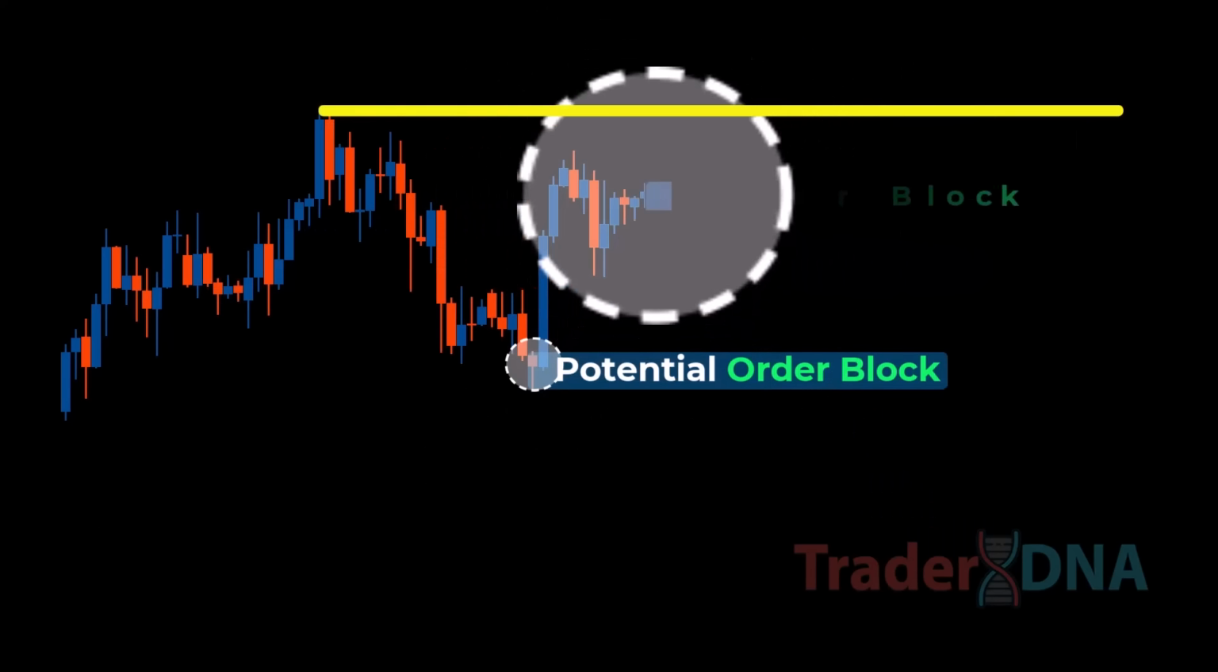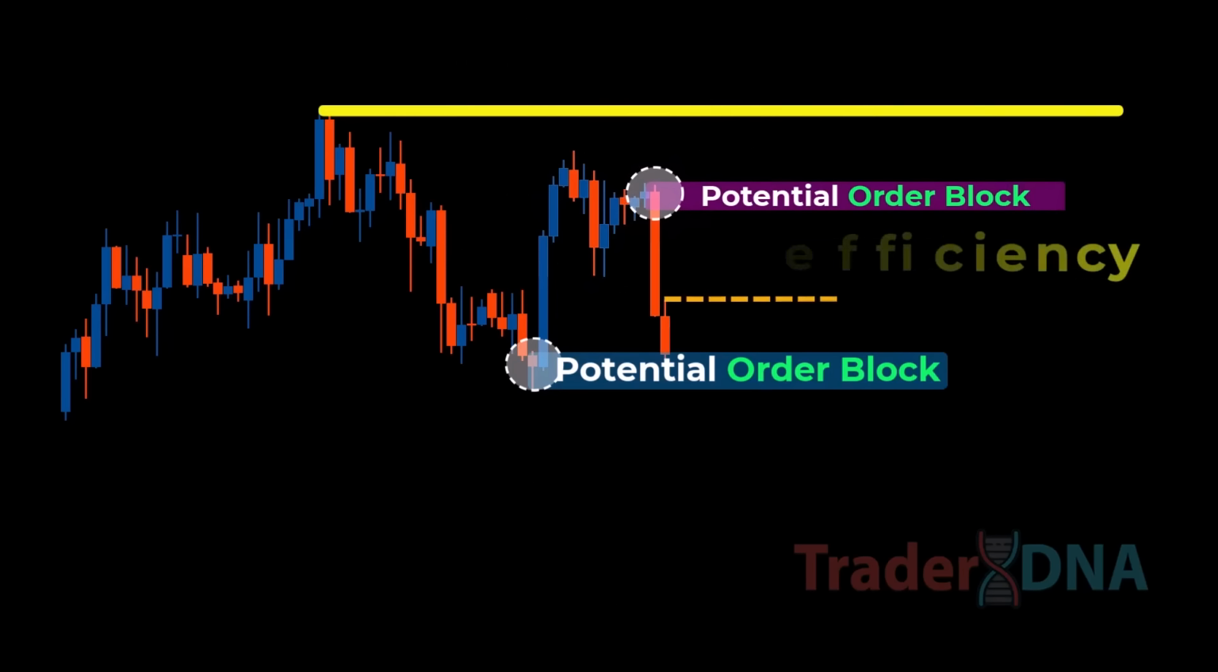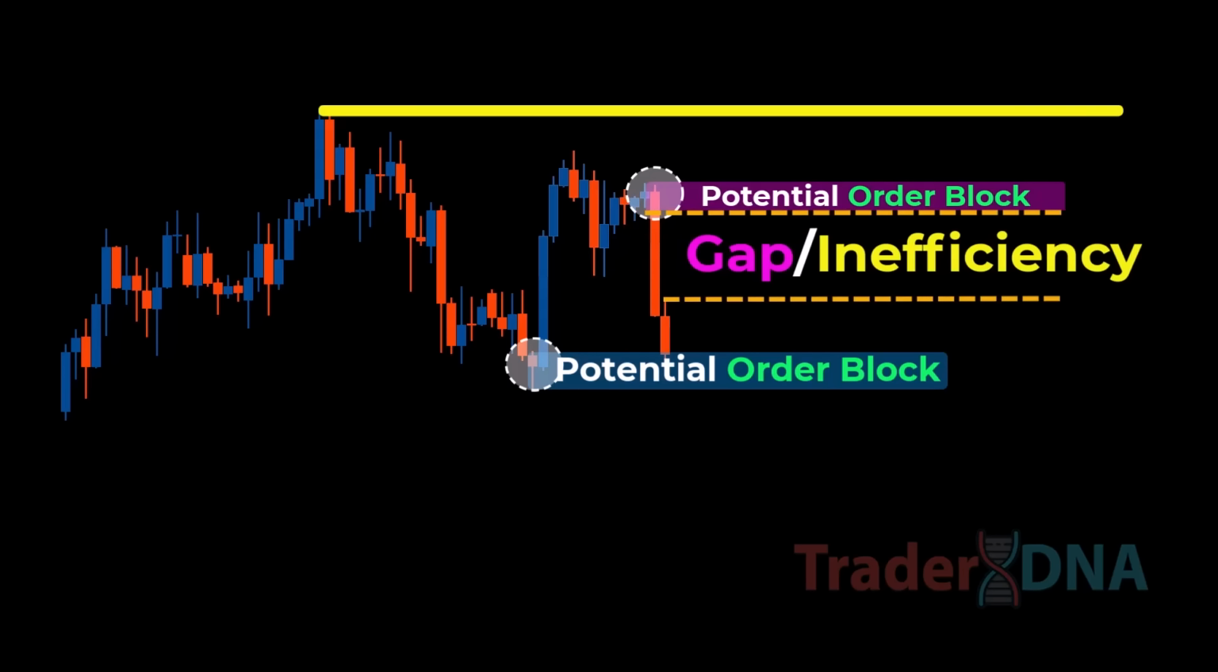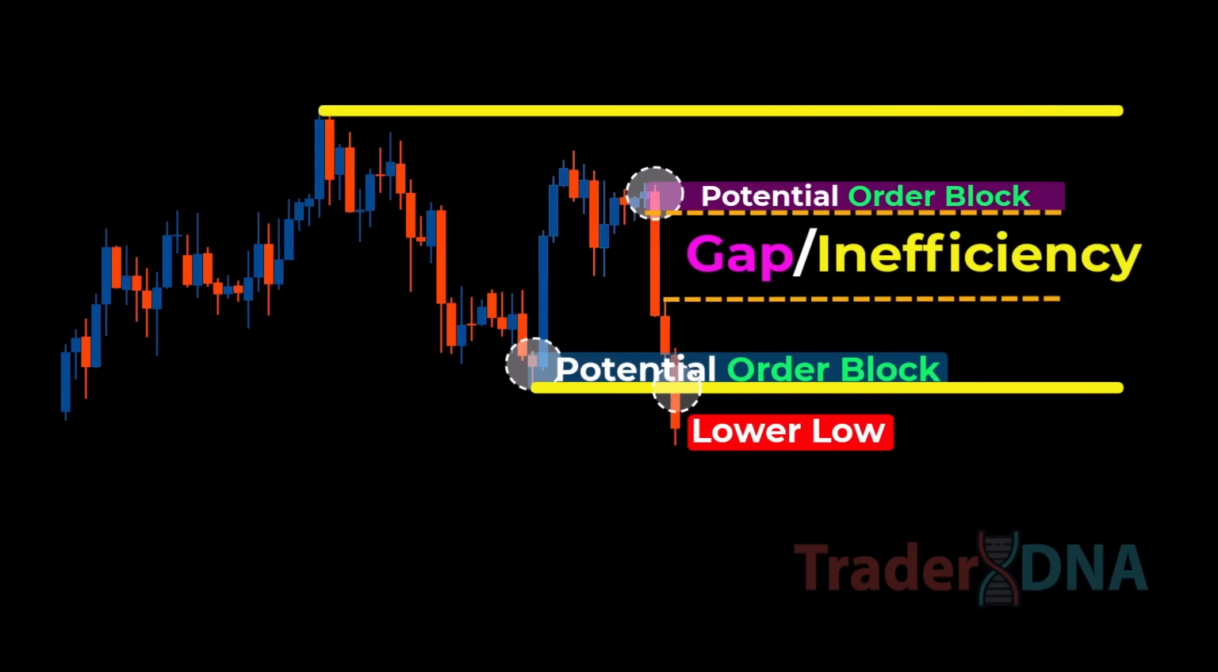Price starts dropping and forms another potential order block, this time bearish. And we see a strong bearish move with clear inefficiency on this red candle. And then price smashes through the previous lows, printing lower lows. That break is a change of character. The market just flipped from an uptrend into a downtrend.